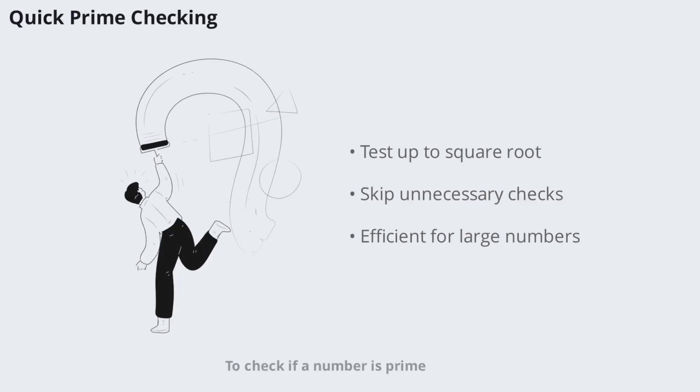To check if a number is prime, test divisibility by all primes up to its square root. If none divide it, the number is prime. This method is much faster than checking every possible divisor. It's especially useful for large numbers, helping you quickly identify primes in exam questions.